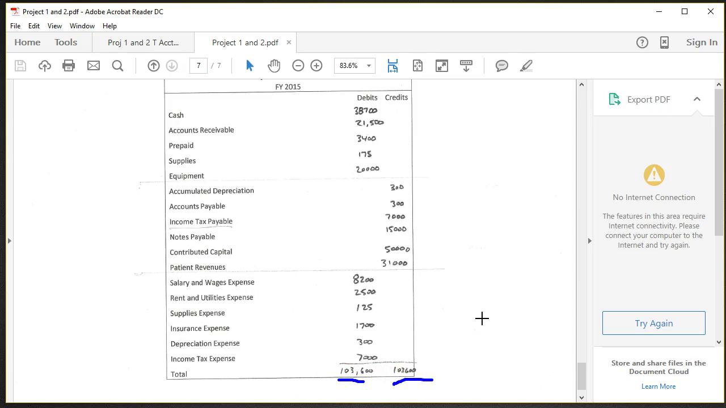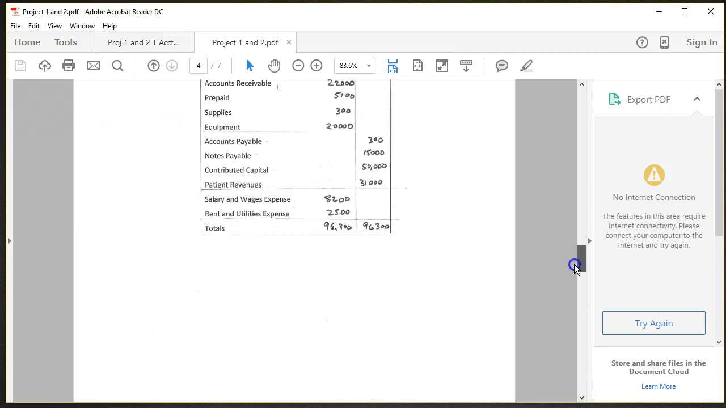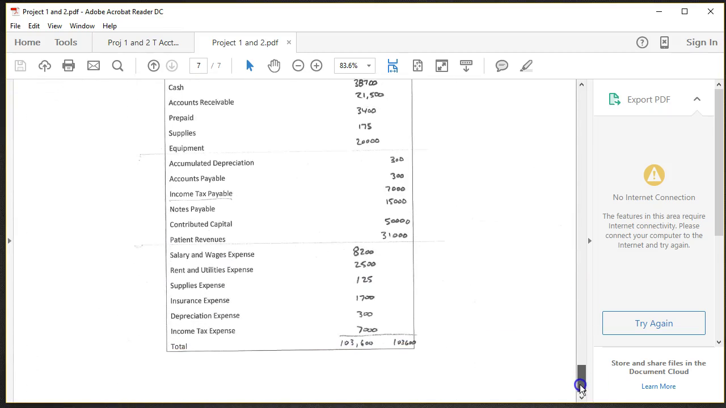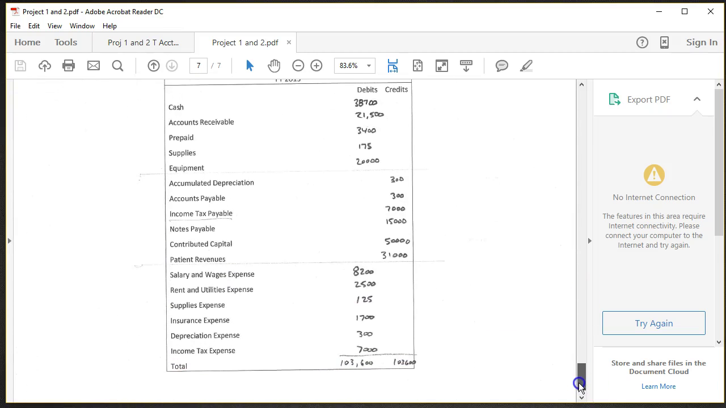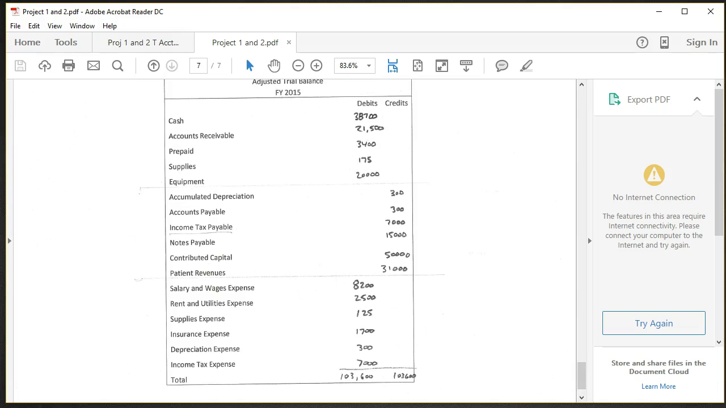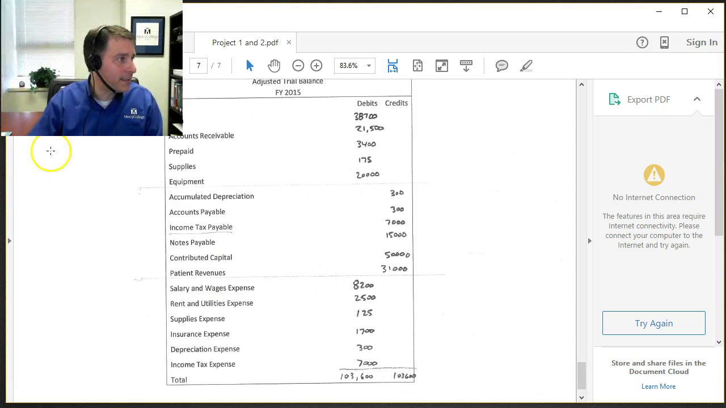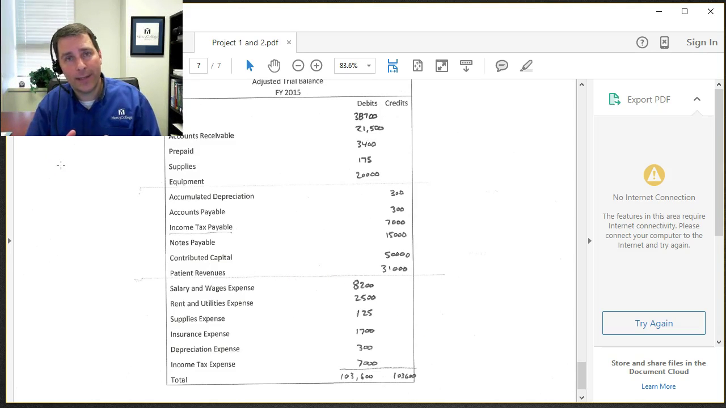103,600. Again, it's always very satisfying to see when those two sides add up together. You feel pretty confident, at least you try to feel pretty confident, that you've done it correctly. All right, so there are the solutions for projects 1 and 2.